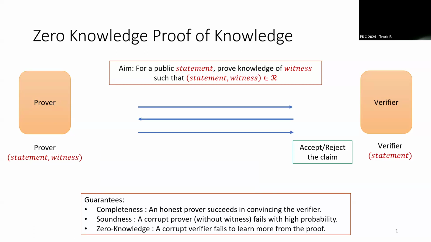Additionally, we want guarantees of zero knowledge, where basically we want that the corrupt verifier does not learn anything beyond the fact that the prover holds a witness. It should not learn anything beyond the validity of the claim.